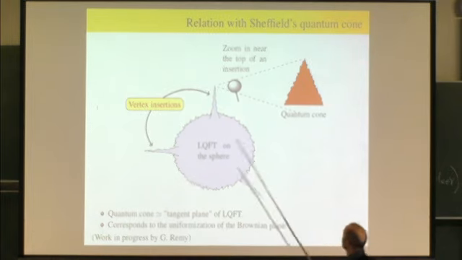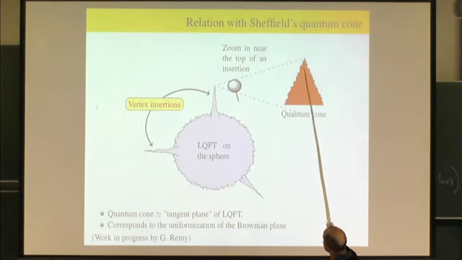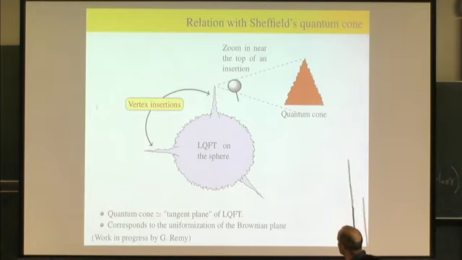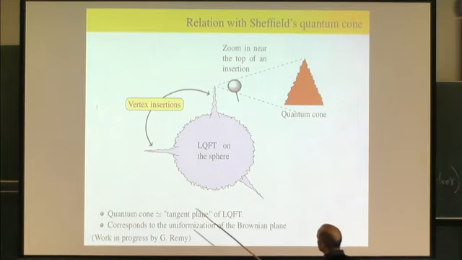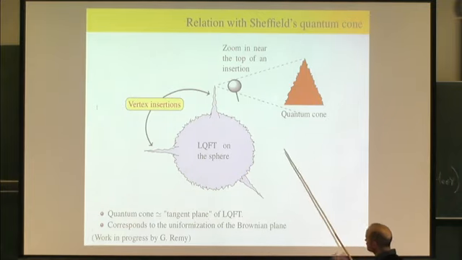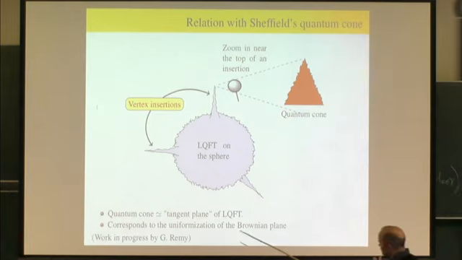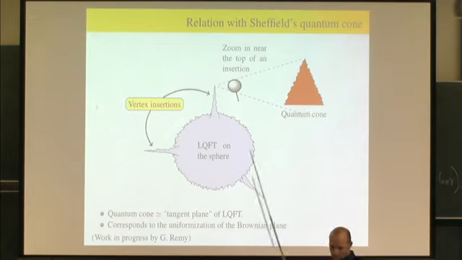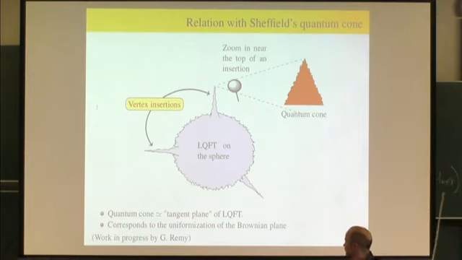Okay, make a zoom, and you should get something that looks like the quantum cone construction of Scott. So this is a picture we have in mind, and the intuition that you may have is that if you try to formulate a proper conjecture on the uniformization of the Brownian plane, and I guess Scott knows very well how to formulate this conjecture, you should get the quantum cone in the scaling limit.